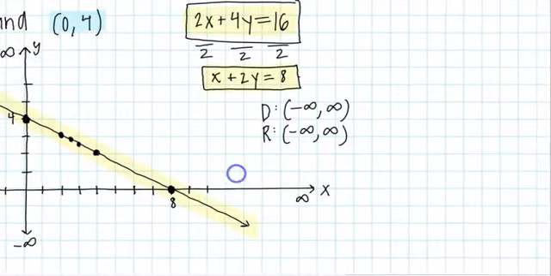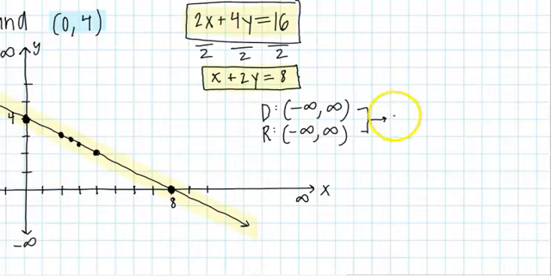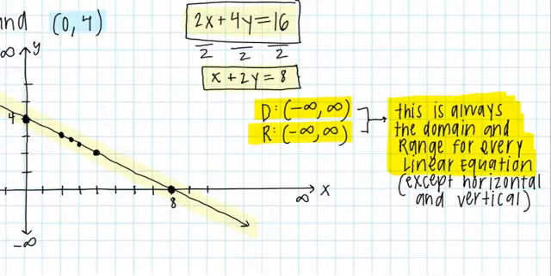It turns out that this is actually the domain and range for every straight line that's a slanted line. Obviously, this doesn't work for horizontal and vertical, but this is always the domain and range for a linear function as long as it's not vertical or horizontal. Remember, another way to say negative infinity to positive infinity, that interval, is all real numbers. So if you run into that, you know it means the exact same thing.